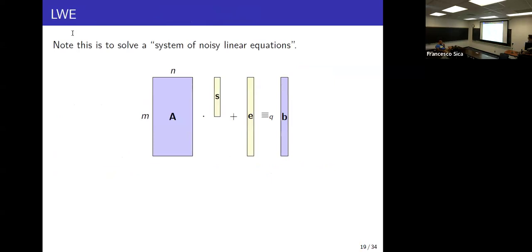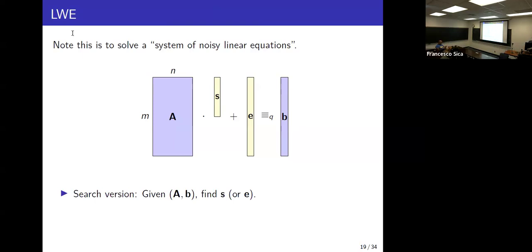Again, this is solving a system of noisy equations simply because of this E. If there is no E, this problem is trivial, because you have B equals A times S, and A is a tall matrix, with high probability over-determined. So you can solve this problem using linear algebra, which is trivial. But adding E and all the uncertainty to A times S makes it non-trivial to solve.